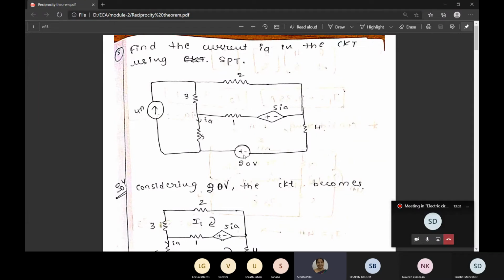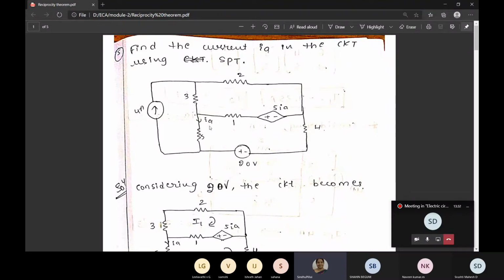The superposition theorem tells us to take one source at a time. So first we'll take the 20. When you take one source at a time, if the other sources are voltage sources, you have to short circuit them, and if they are current sources, we have to open circuit them. That is the method we are following. Always for superposition theorem, they'll tell you to find current or voltage across any branch. Here they have given: find the current IA in the circuit.